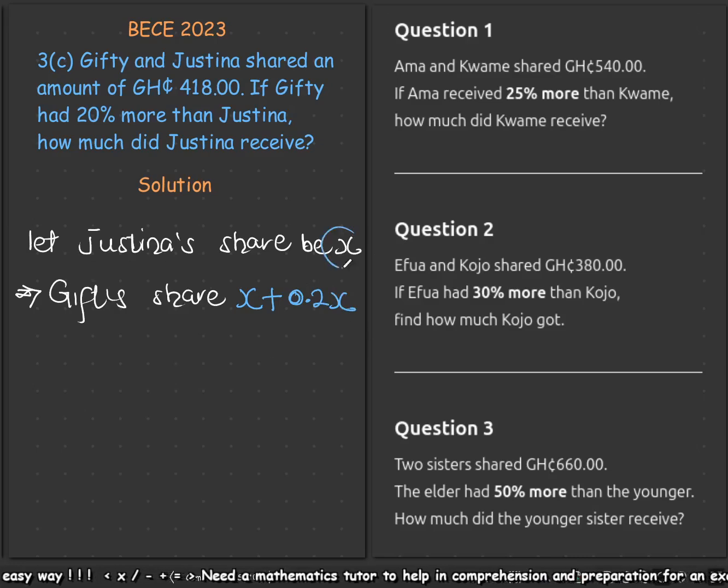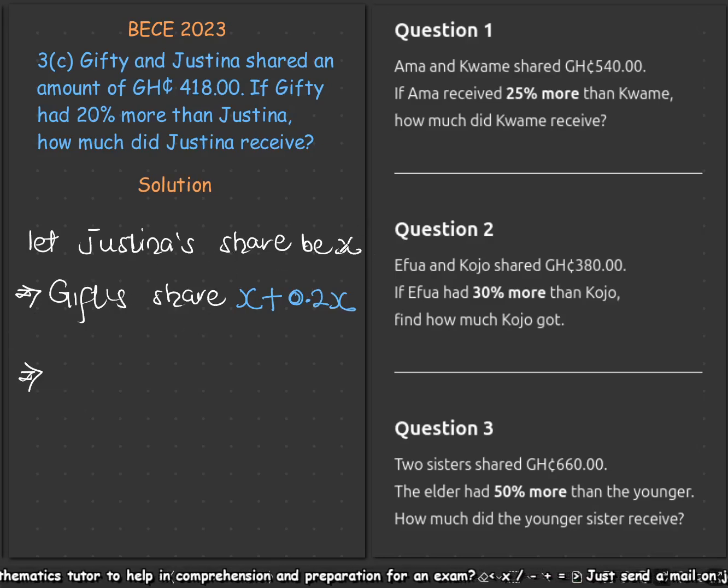Let Justina's share be X. Then Gifty's share will be X plus 20% more of X. Then it asks, how much does Justina receive? Now that we have these variables representing their shares, we should know that at the end of the day, they are sharing an amount of 418. Hence, if we add their shares together, we are supposed to get 418. So Justina's share plus Gifty's share equals 418.